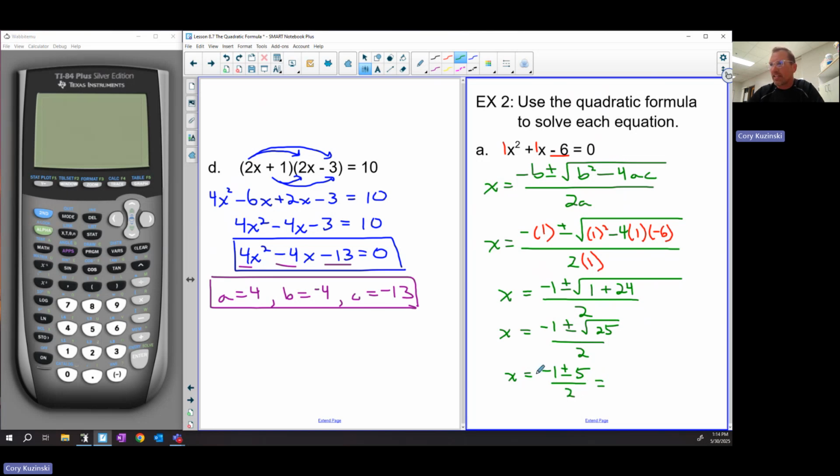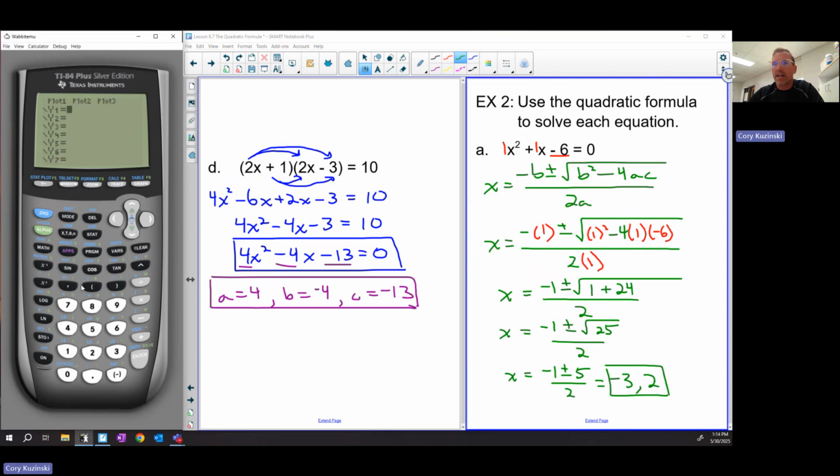Okay, so let's just simplify this. Negative 1 minus 5 is negative 6. Negative 6 divided by 2 is negative 3. And negative 1 plus 5 is positive 4. 4 divided by 2 is 2. That should be the roots of this equation.